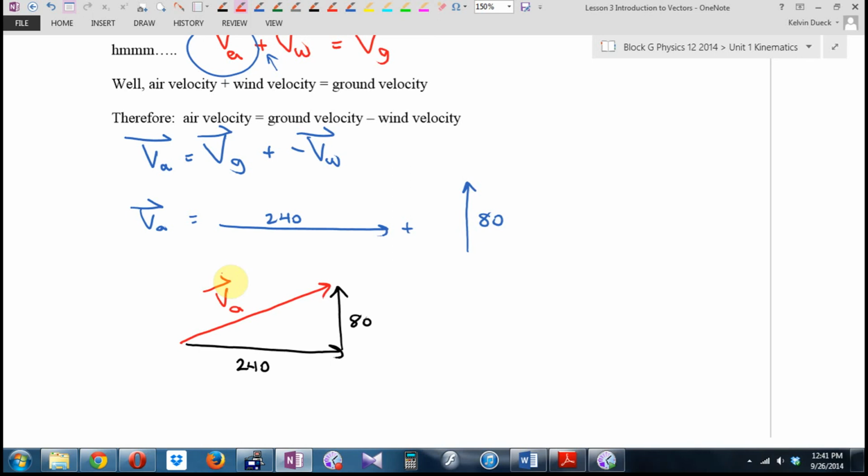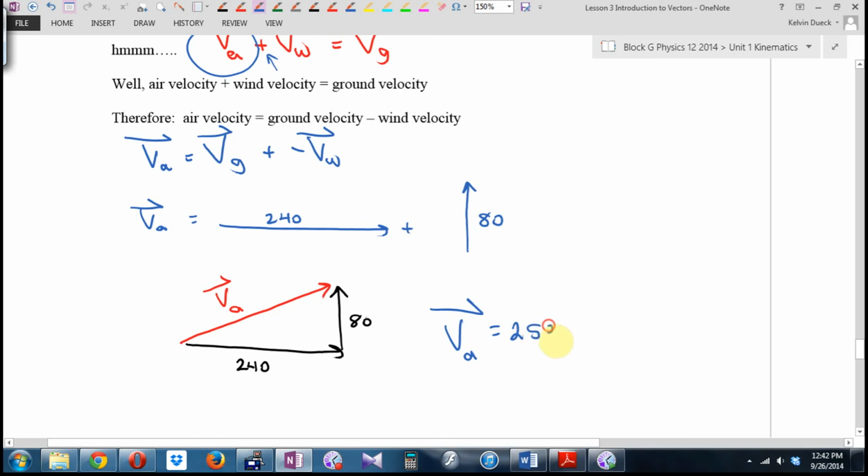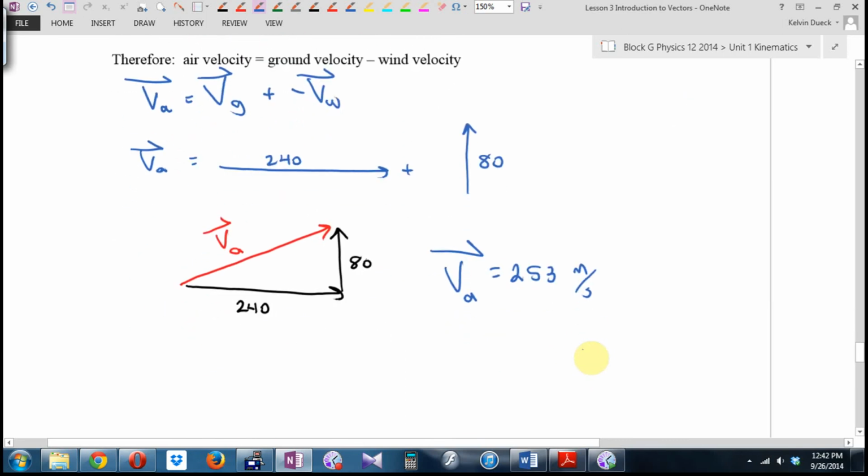Oh, do I need to go cosine law and sine law in this one? Oh, hey, this is great. I can go Pythagoras. So let's see. Airspeed is going to be 240 squared plus 80 squared, square root. 253? Meters, is it meters per second, or did I go kilometers per hour? Meters per second?